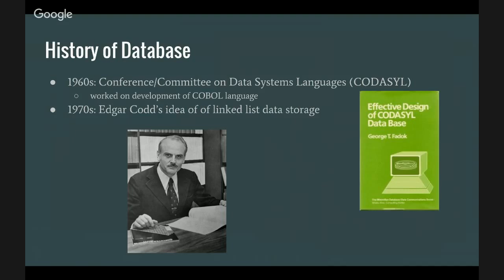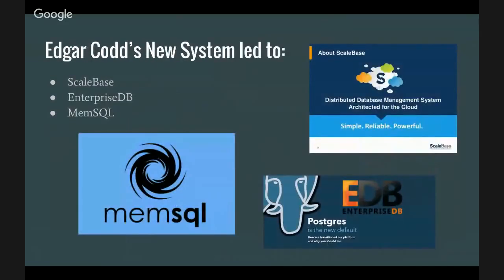And in the 1970s, Edgar Codd's idea of the linked list data storage was used, and this is one of the most efficient ways to store data nowadays, and it's actually one of the reasons why he left IBM to explore his ideas. Edgar Codd's new system led to current systems such as ScaleBase, EnterpriseDB, and MemSQL, and these are just some of the different systems used nowadays.